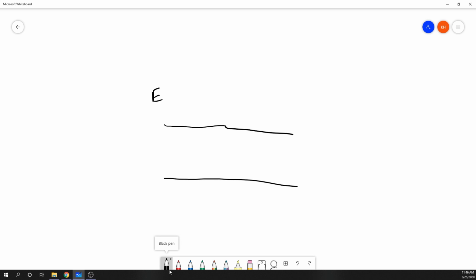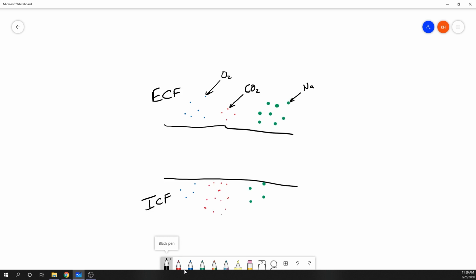Let's draw a membrane just as a straight line, where the top is the extracellular fluid and the bottom is the intracellular fluid. Let's add some oxygen, carbon dioxide, and an ion, like sodium, to the inside and outside of the cell. Notice that the number of molecules on either side of the membrane are not equal. Oxygen and sodium have higher concentrations outside the cell, while carbon dioxide occurs at higher concentrations inside the cell.